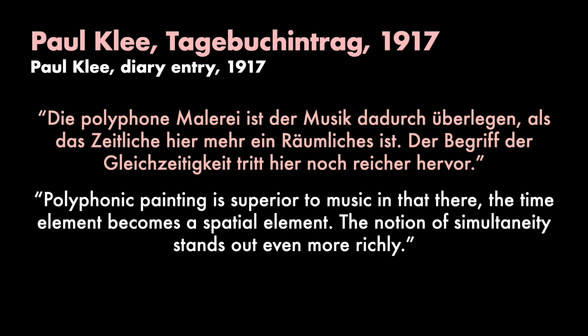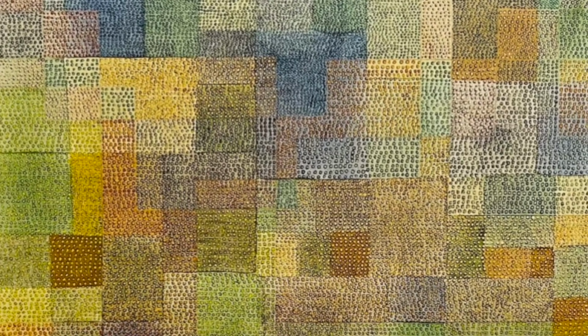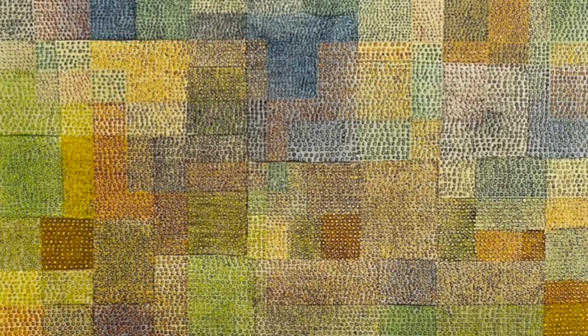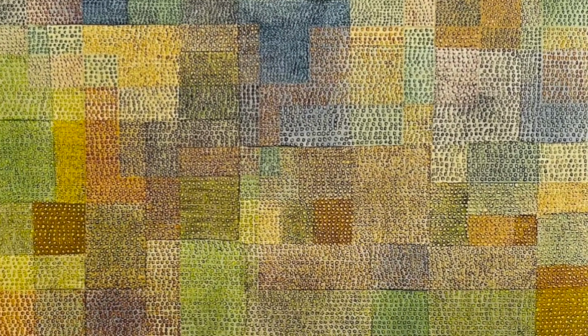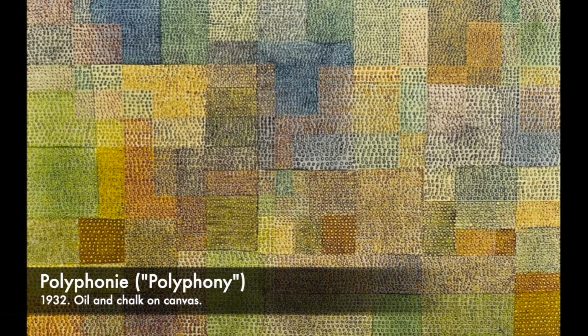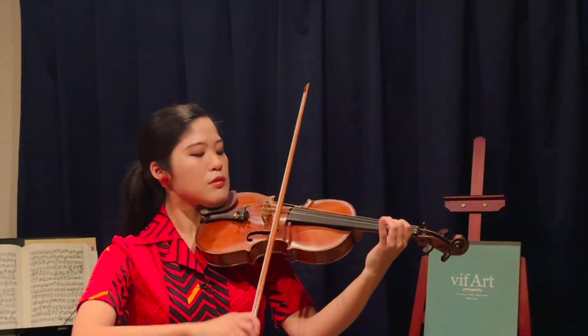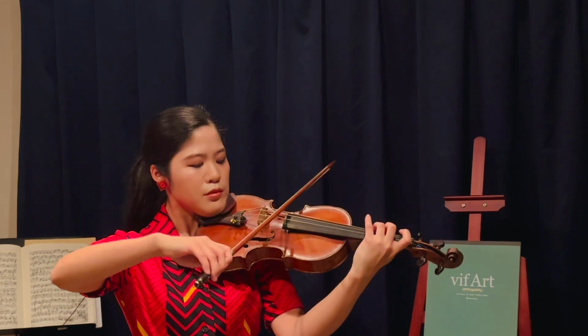In Klee's own words in 1917, "polyphonic painting is superior to music in that there, the time element becomes a spatial element. The notion of simultaneity stands out even more richly." In his 1932 painting Polyphony, there are dots, blending colors, and overlapping layers of squares and rectangles, all independent entities in which their simultaneity within the piece evokes polyphony. Klee recognized polyphony, then an inherently musical concept, as a means to visualize simultaneity of independent artistic elements.